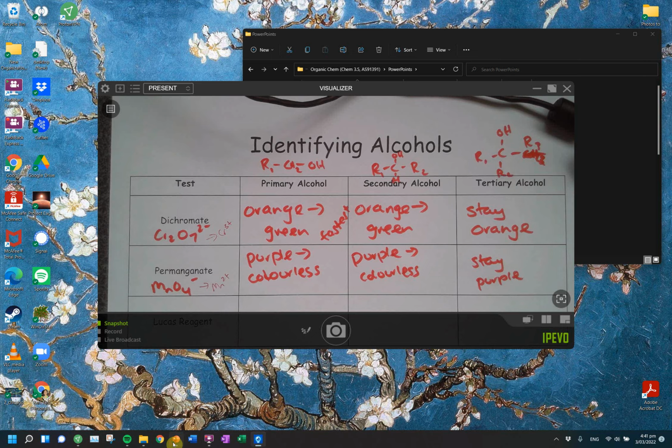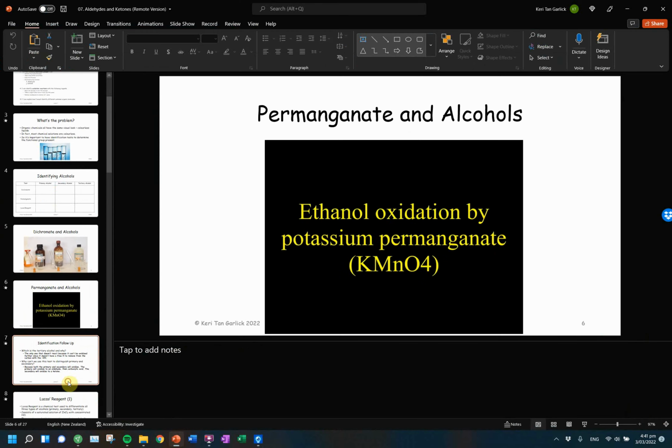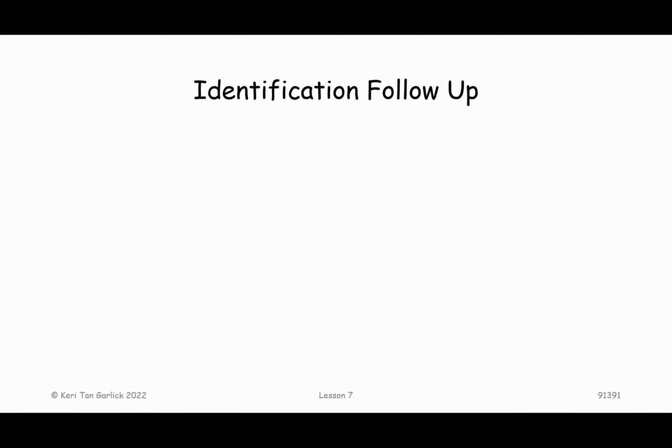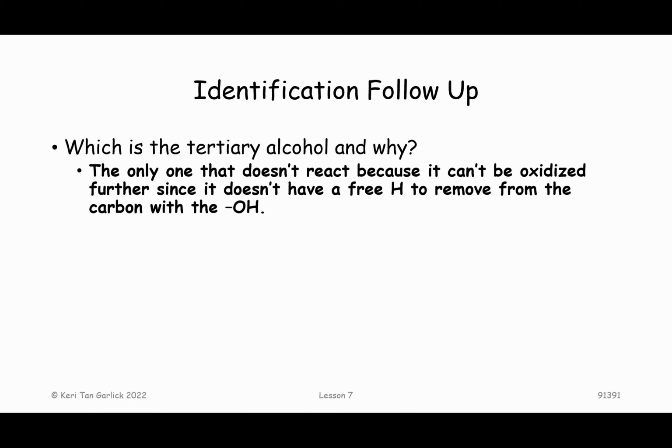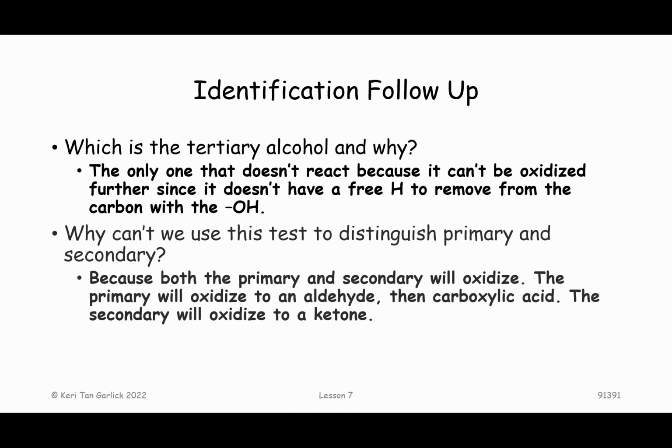So when we go back to look at the notes, there's some things to keep in mind. So first off, I can use these two tests to identify any tertiary alcohols, and the reason why is because they don't react. The reason why they don't react has to do with the fact that a tertiary alcohol doesn't have a free hydrogen, and in order for these oxidation reactions to occur, we need to be able to remove an alcohol and a hydrogen. So that's why that's the barrier.